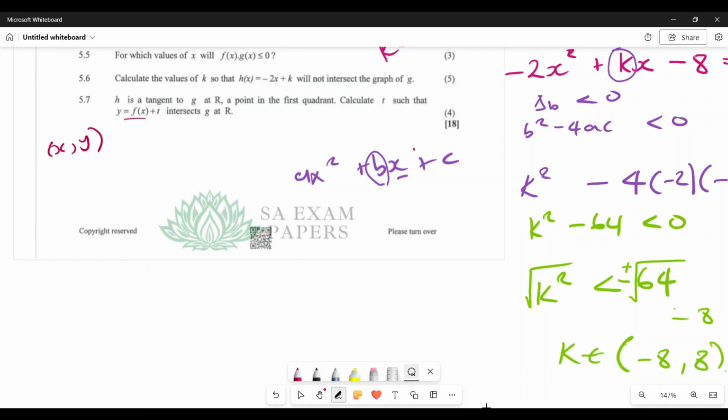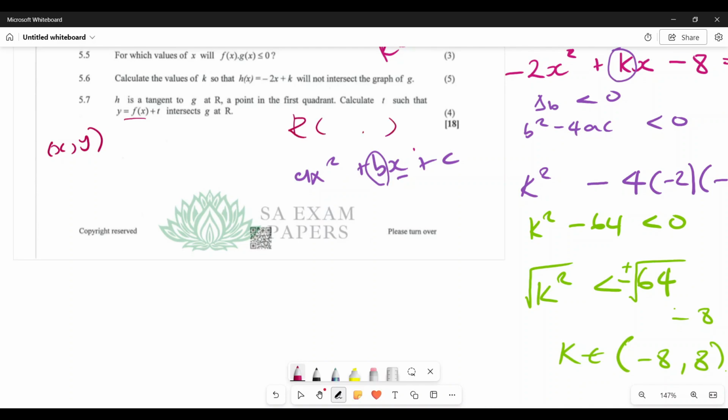Now for this question, they say h is a tangent to g at R, a point in the first quadrant. Now what can I conclude from that? Remember, your first quadrant, its x and y values are both positive, right? So calculate k such that this equation here would intersect that graph of g at that point, which is R. So what is the first point that I'm going to try and determine here? I'm going to try and determine exactly what the coordinates are at point R.